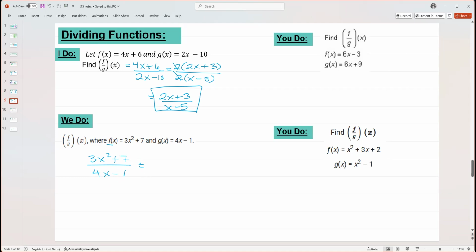Next unit, we're going to be doing dividing polynomials like this in a different way, and you're not going to be tested on it until then. So let's just skip this one.